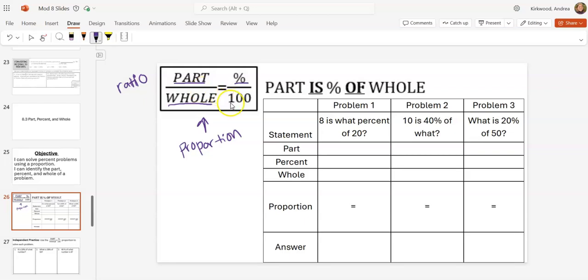Okay, so we're going to start super basic. We're just going to look at basic percent problems, and we're going to try to identify what in the problem is the part, the percent, and the whole. We're going to make a proportion and then find the answer to this problem.